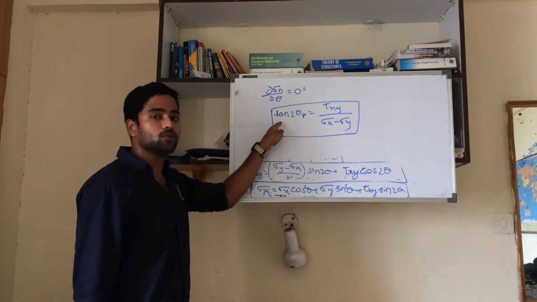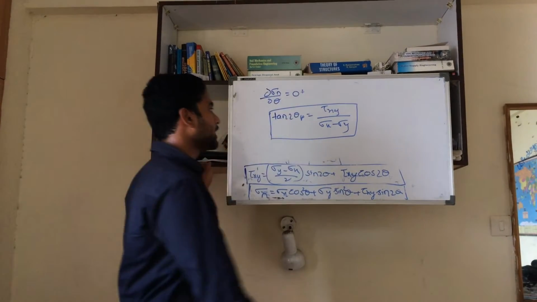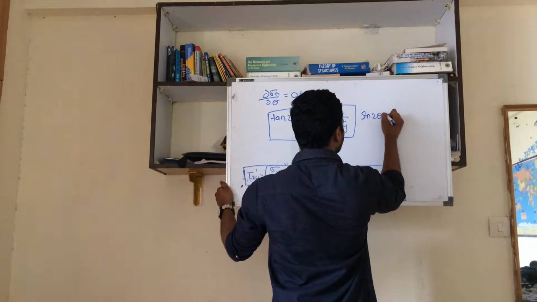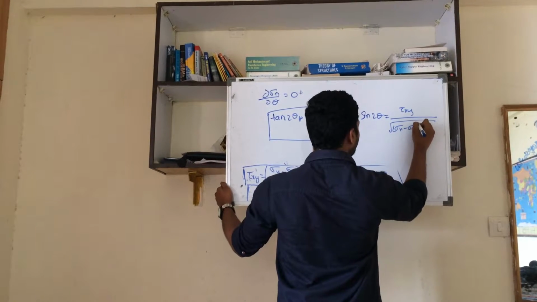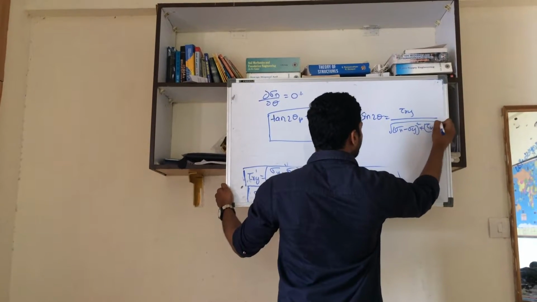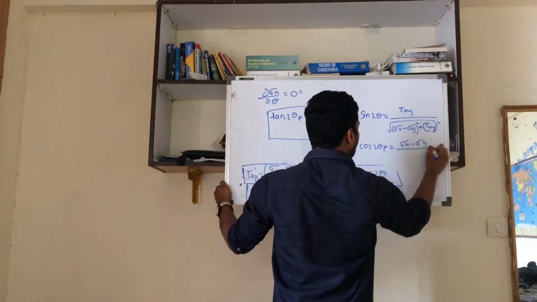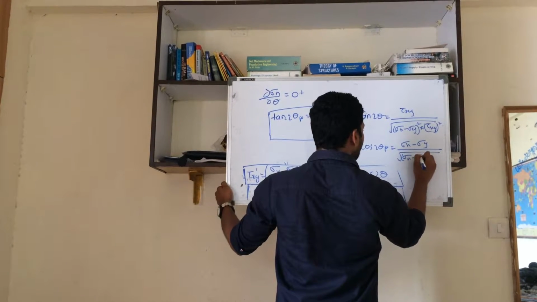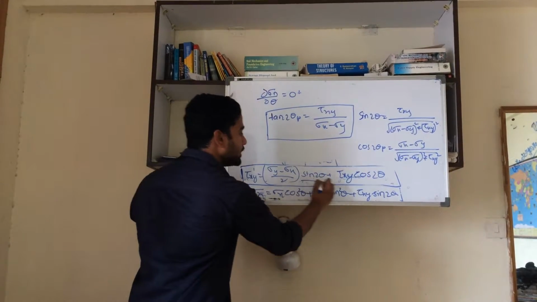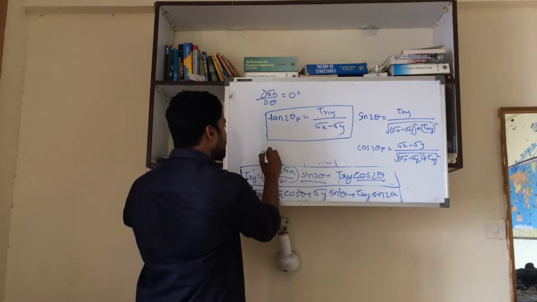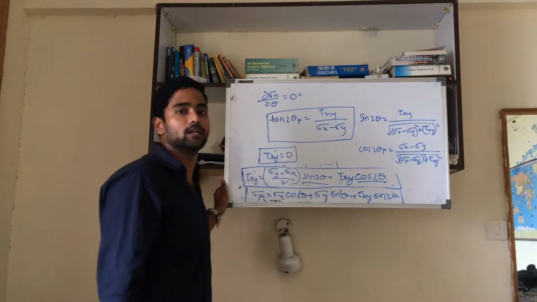And if you substitute this tan 2 theta p in the tau xy dash equation, sin 2 theta p is equal to tau xy by under root of sigma x minus sigma y whole square plus tau xy whole square, and cos 2 theta p is equal to sigma x minus sigma y by under root of sigma x minus sigma y whole square plus tau xy square. If you substitute these two values, sin 2 theta and cos 2 theta, you will get tau xy dash equal to 0. That is, shear stress on this plane is equal to 0.